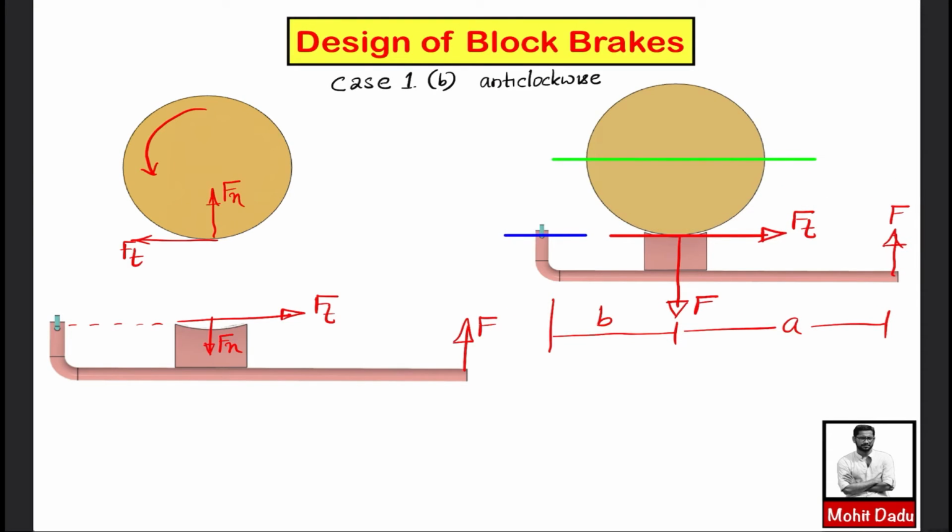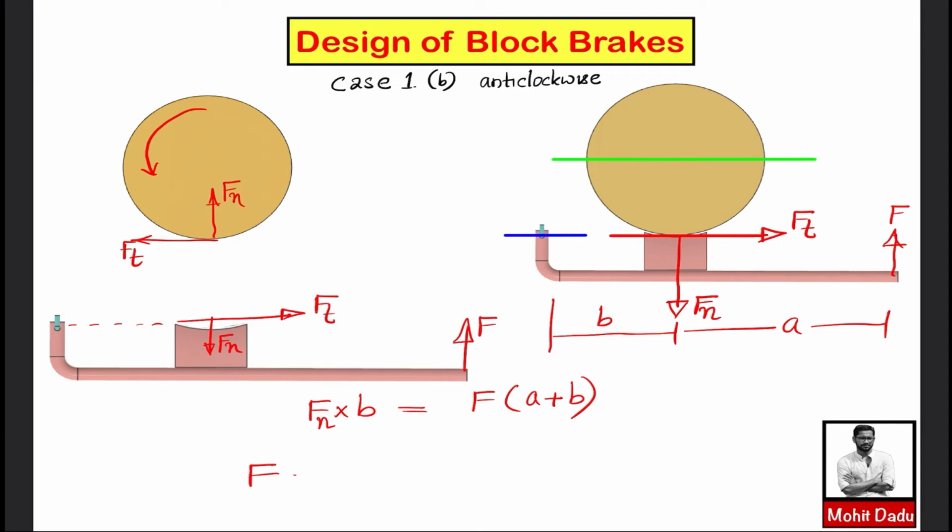Here also you can take the moment about the fulcrum. The clockwise moment F into B is equal to the anti-clockwise moment, sorry, this is actually the normal force Fn into B, which is equal to force F into A plus B. So this is the same equation that you obtained for the previous case also. That means if your pivot line and the line of frictional force are at the same level, then whatever be the direction of rotation of the drum, either clockwise or anti-clockwise, you will be getting the same expression for the force.